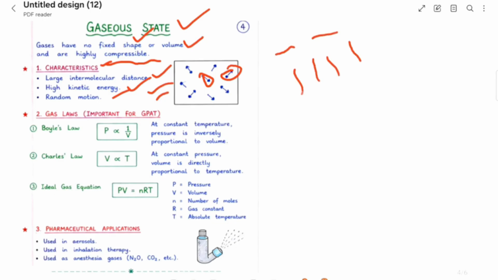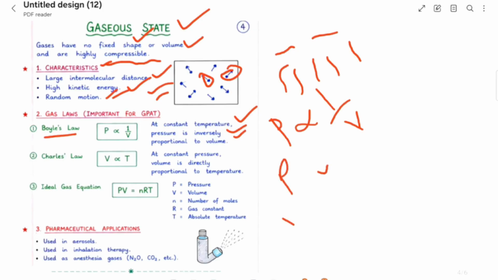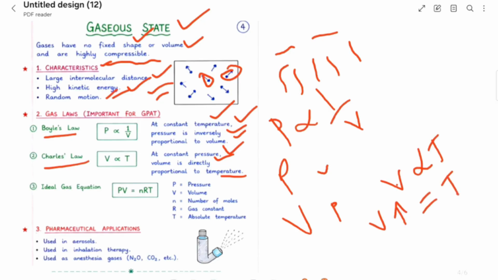Then here are the gas laws. The first one is Boyle's law. Here P is inversely proportional to 1/V, that is volume. At constant temperature, pressure is inversely proportional to volume, meaning as the pressure increases the volume decreases, and as the volume increases the pressure decreases. Then Charles's law: at constant pressure, the volume is directly proportional to temperature, meaning as the temperature increases, the volume also increases.